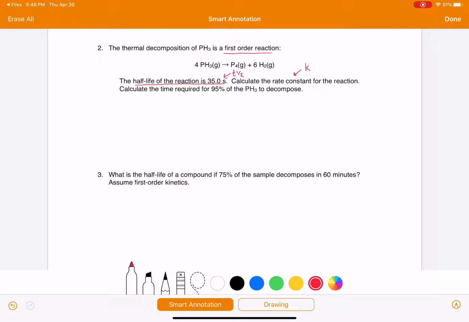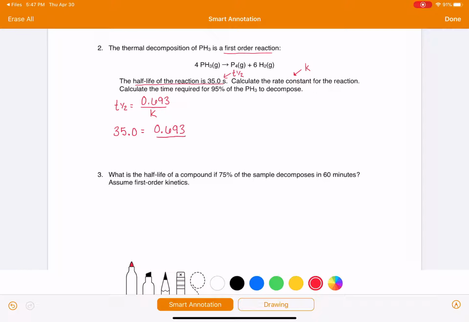So this one is a little bit different. This is going to be a first order half-life. So we need to use the first order half-life equation, which is T1/2 equals 0.693 over k. So since we know the half-life, we know that the half-life is 35 seconds. This time we're just trying to solve for k.